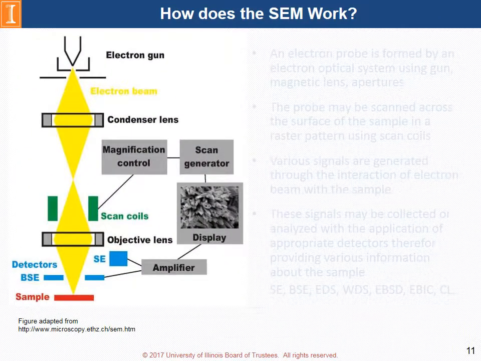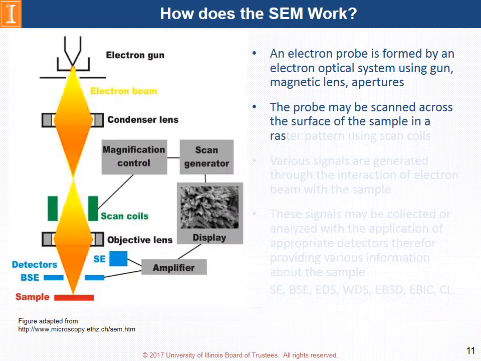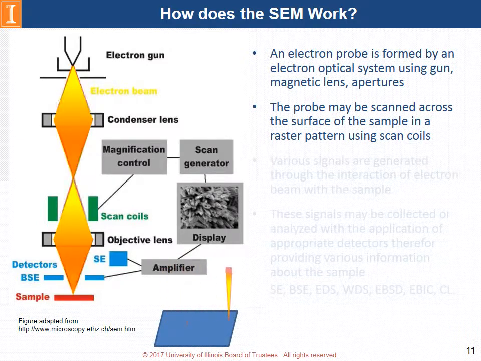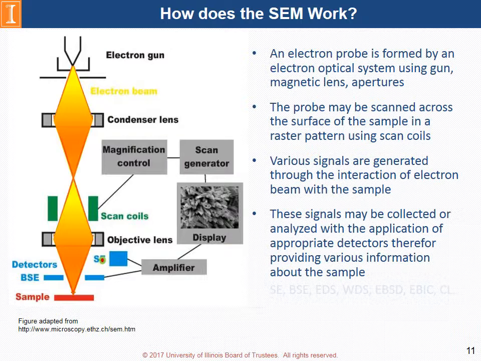So how does the SEM work? First, an electron probe is formed by an electron optical system with a gun, magnetic lenses and apertures. The probe may be scanned across the surface of the sample in a raster pattern using scan coils. The incident electrons will interact with the sample, generating various signals, and these signals may be detected by corresponding detectors, providing various information about the sample.